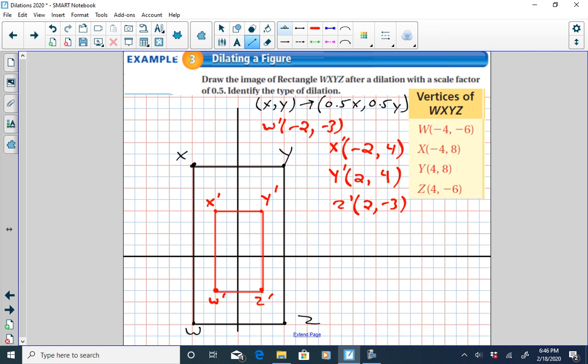Figures look similar, but let's check it. Right, so a straight line from the origin: Y and Y prime, Z and Z prime line up on the same line, W and W prime, and of course X and X prime line up on a segment. So it looks like we have a good dilation, a reduction, using a scale factor of 0.5 with the origin as our center of dilation.